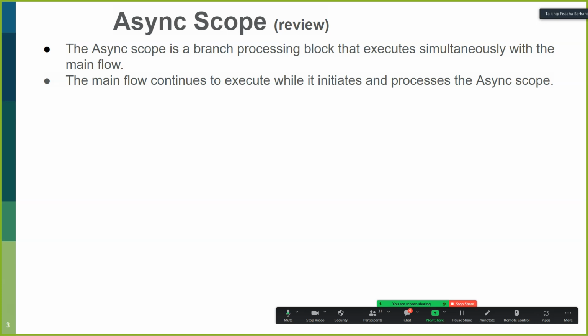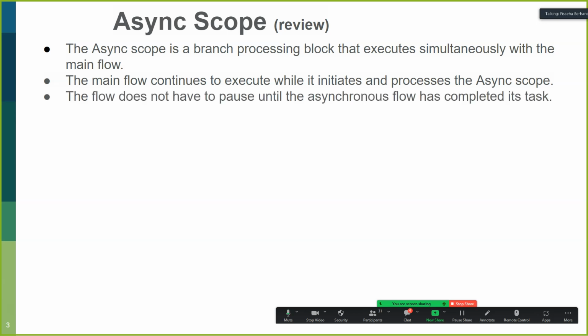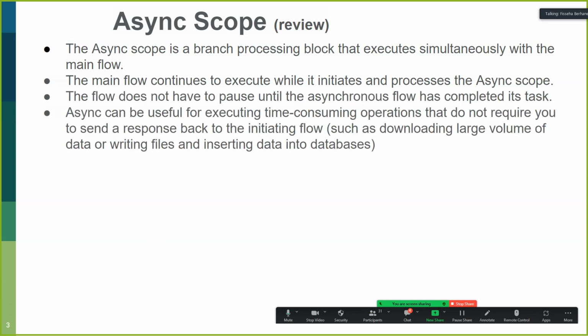For example, in week 7, we downloaded a large volume of data, vehicle crashes, from data.gov, and downloading the data took a couple of minutes. But on Postman we got a response because the main flow completed. The main flow doesn't wait for the async scope, and we use async scope especially for applications that take time, such as processing a large volume of data and pushing it to queues, downloading data, or inserting to databases.